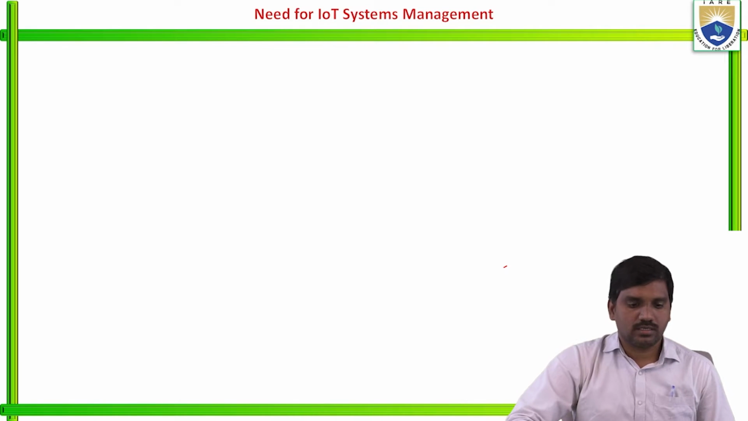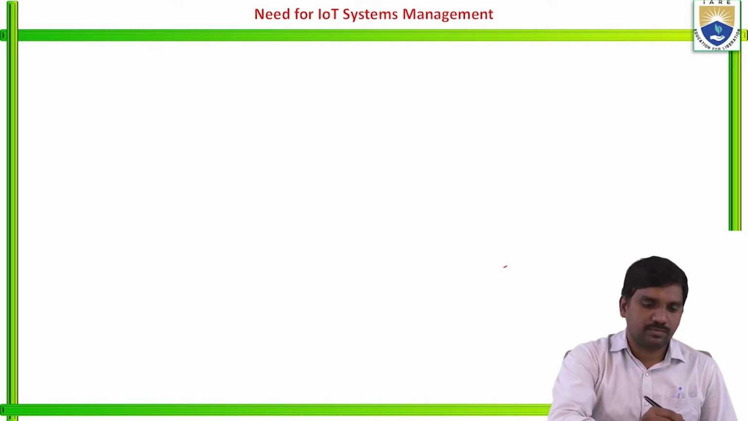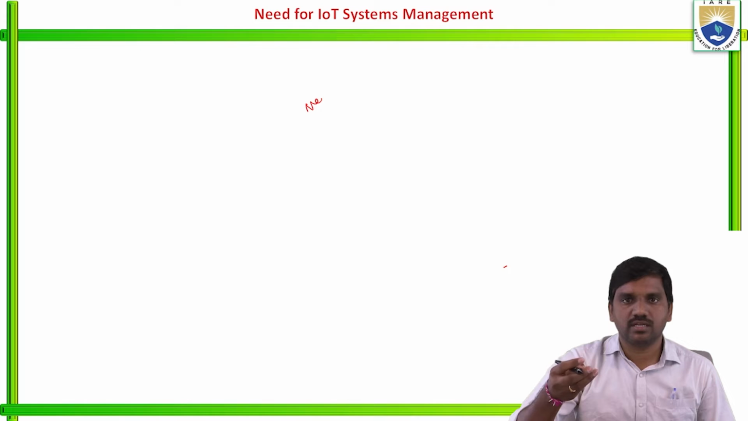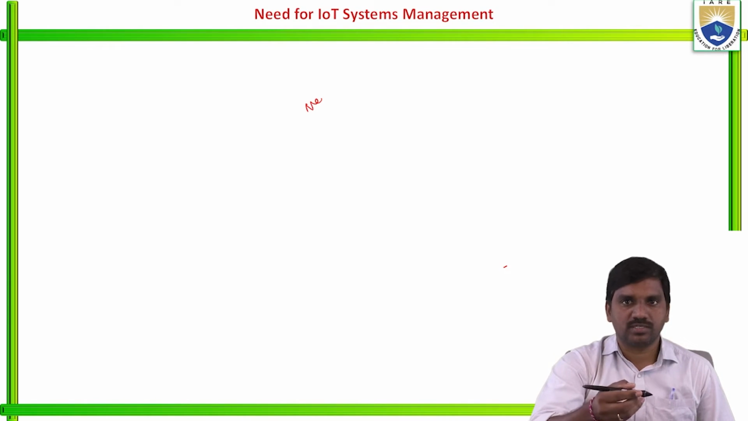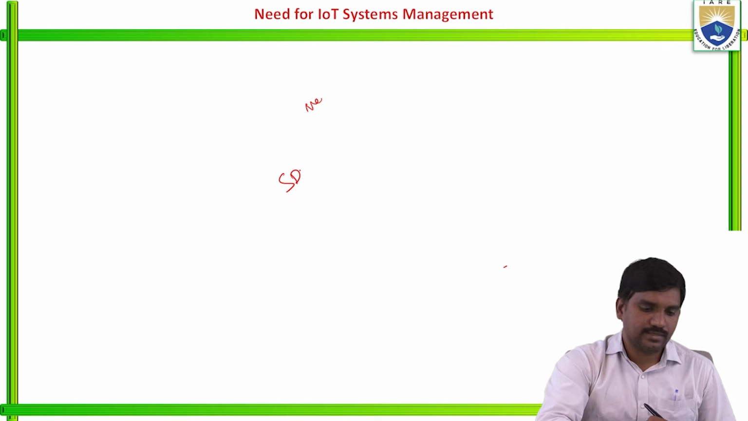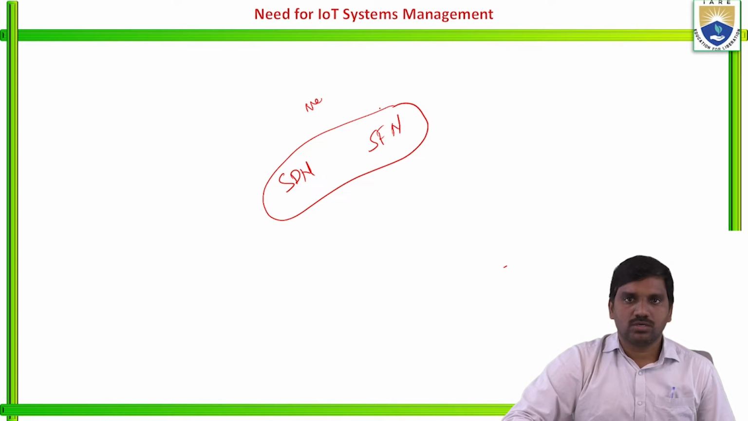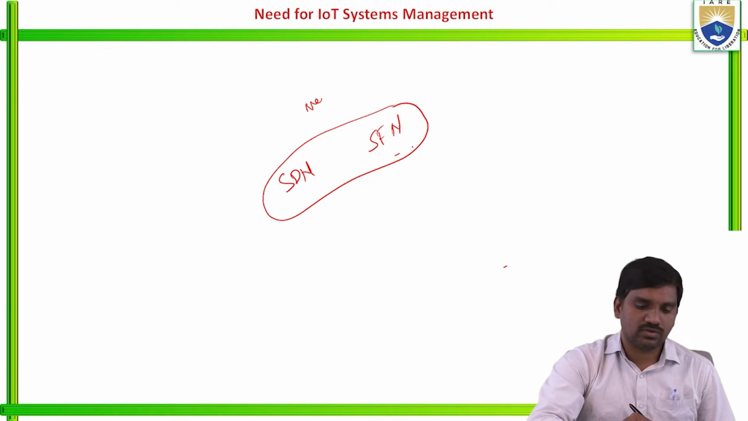So here, now I am going to discuss what is the need for IoT system management. Before that, what we had discussed in the last lecture: the very important topics in IoT, SDN and network function virtualization. These are the two things we discussed up to the last lecture: software defined networking and network function virtualization.